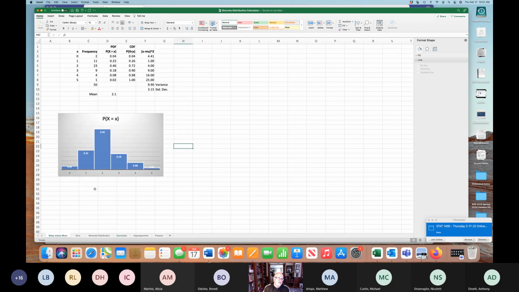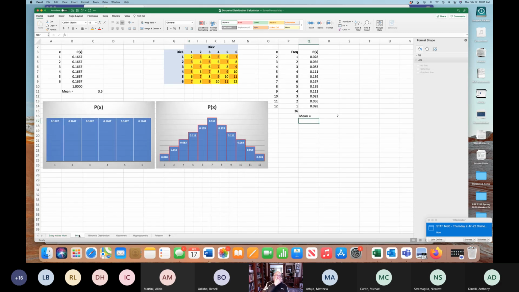So this is a problem we did in class one time. This is the baby wakes the mom problem, where we create the distribution. But let's look at this one. This is if you throw one dice and if you throw two dice. So here's a problem. You have the answer, but let's look at standard deviation too.